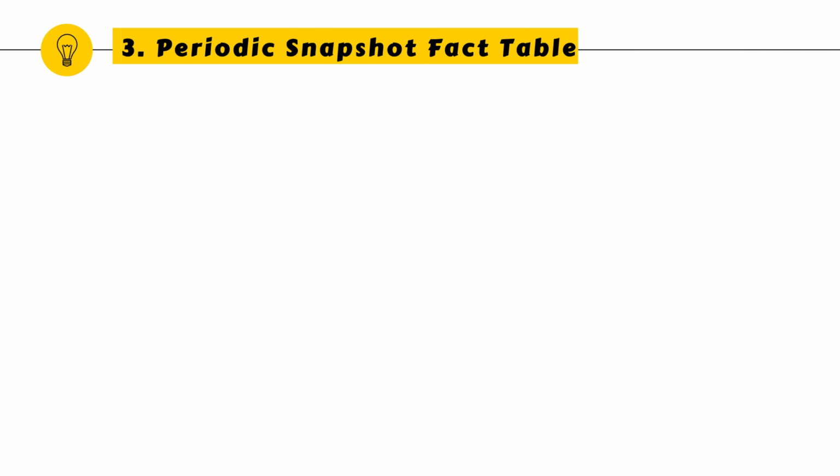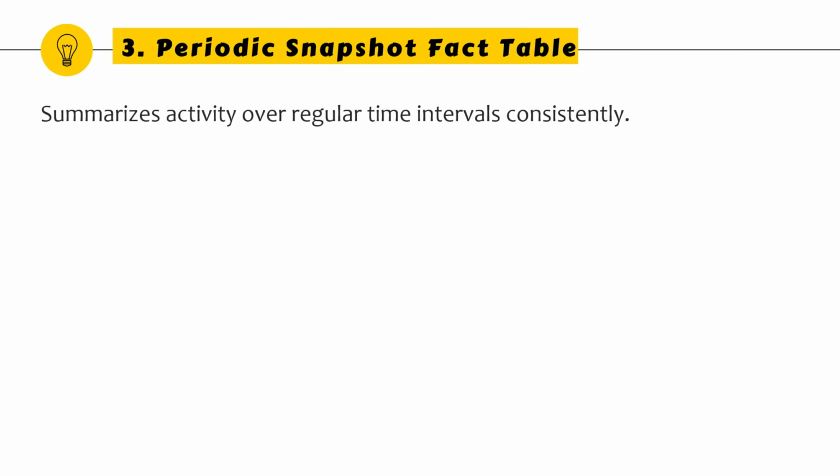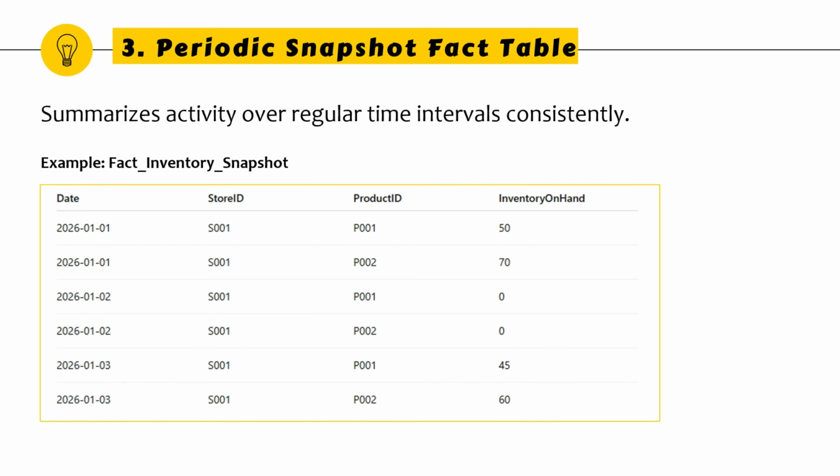Moving forward, periodic snapshot fact tables summarize activity over a fixed time interval, such as daily, weekly, or monthly totals. Each row represents a combination of a time period and business dimensions. These tables are useful for tracking balances, inventories, or other counts and totals over time.